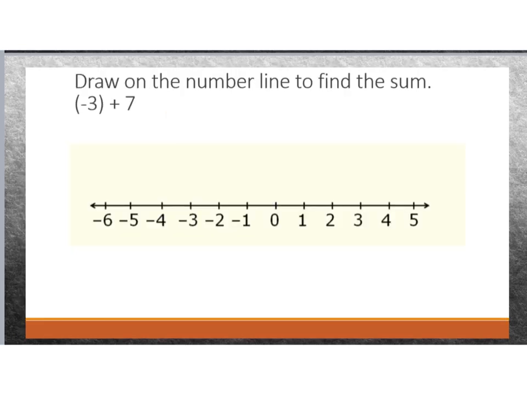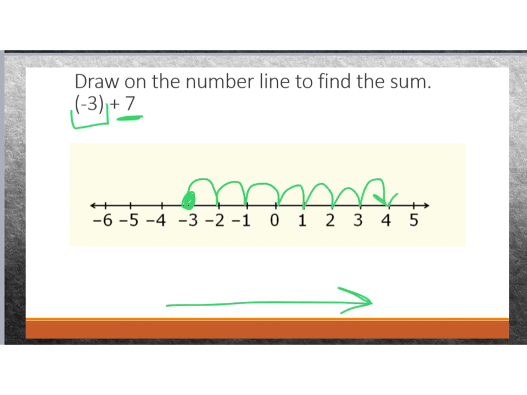Okay, so let's take a look at this next problem. It's -3 plus 7. So we're going to start at -3. And since our second number is a positive, we're going to move in the positive direction, so to the right, 7 spaces. 1, 2, 3, 4, 5, 6, 7, which will land on our answer, which is +4. So -3 plus 7 is 4.